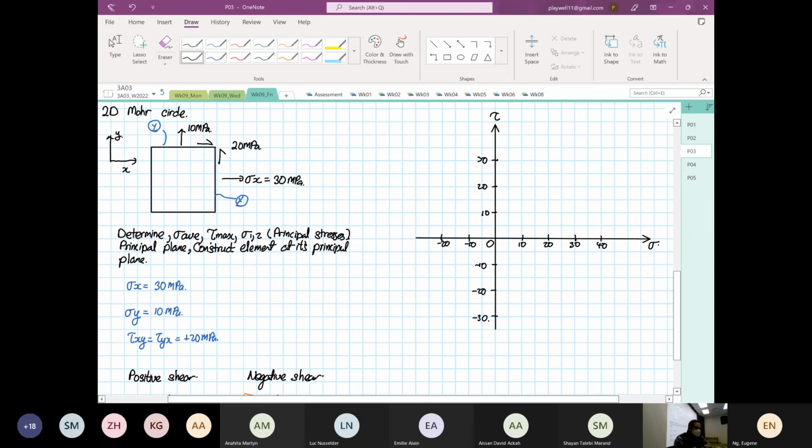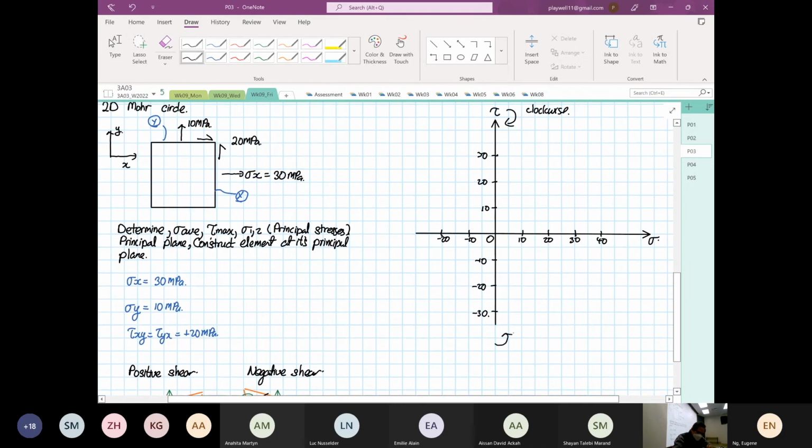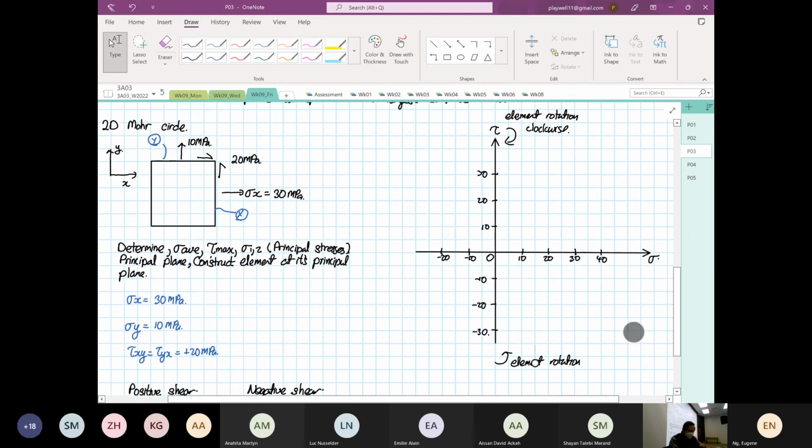Now on the shear axis, it's important to write at the top: element rotation clockwise. At the bottom: element rotation anti-clockwise. So one is element rotation clockwise, the other is element rotation anti-clockwise.